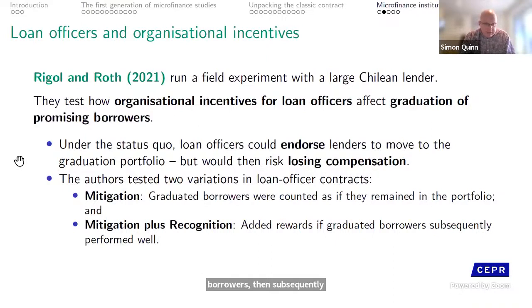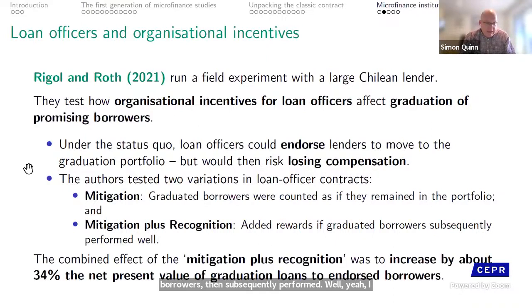Now, I won't unpack that today. That's all discussed in the paper. But as a headline result, the combined effect of this mitigation plus recognition was to increase by about a third the net present value of graduation loans to endorsed borrowers.